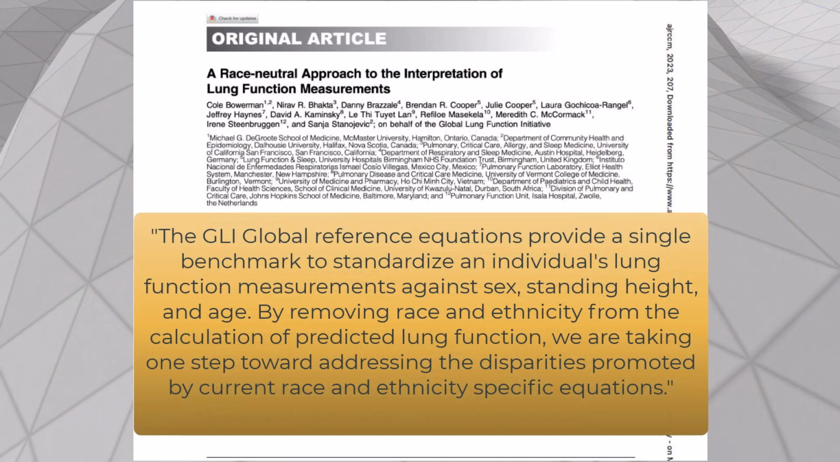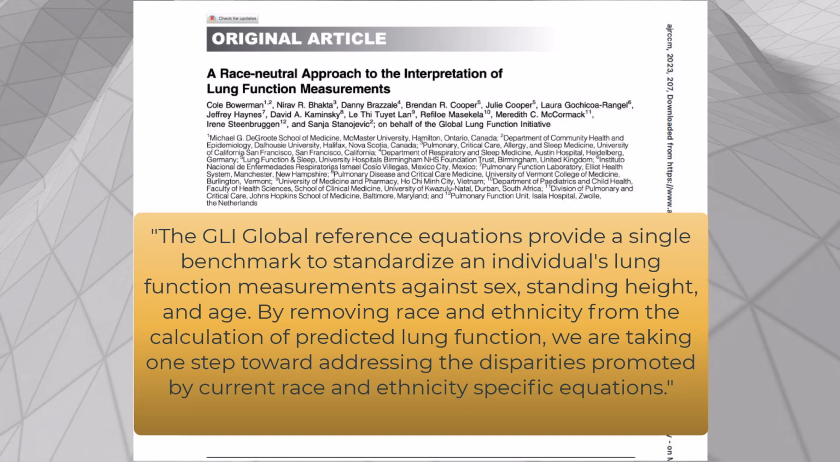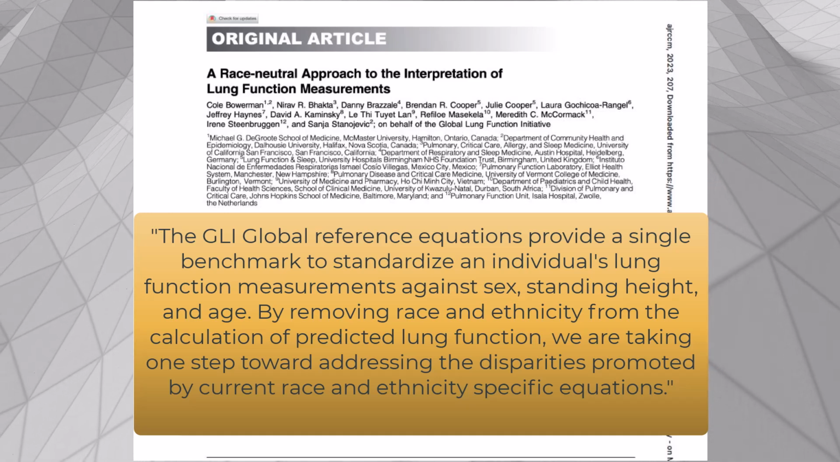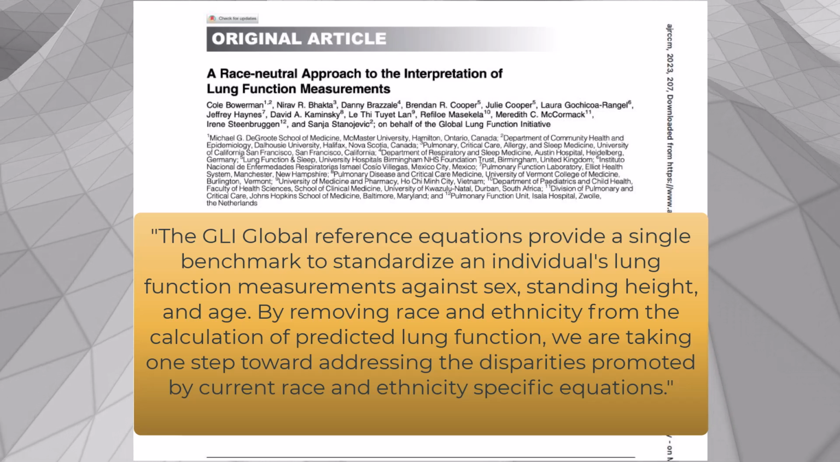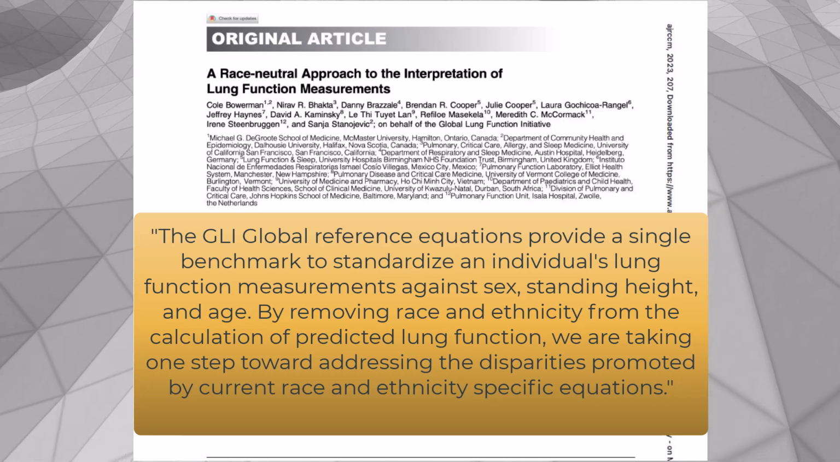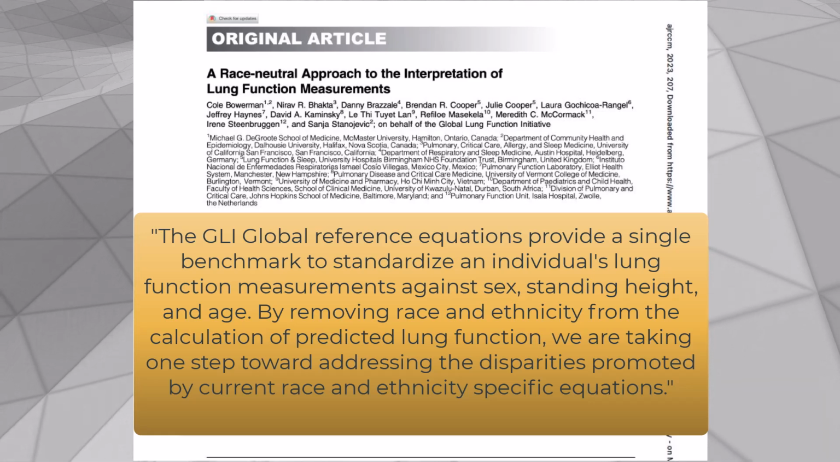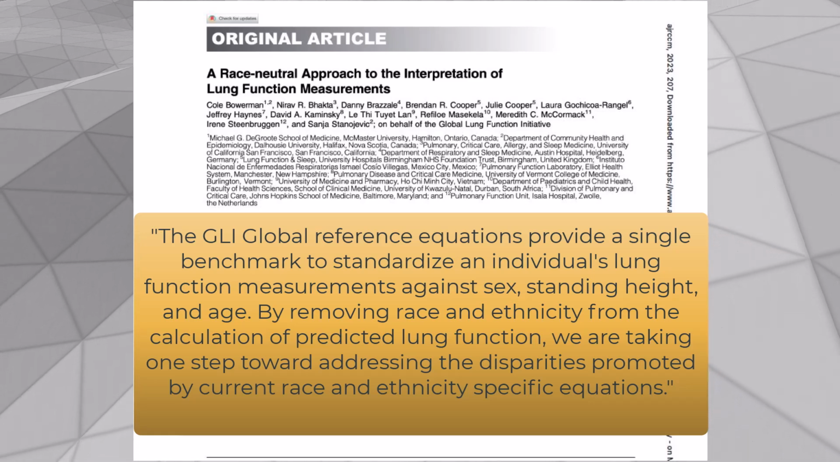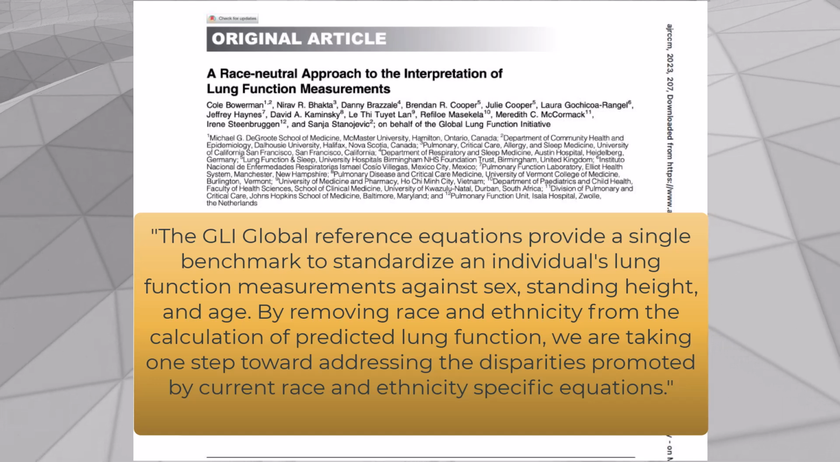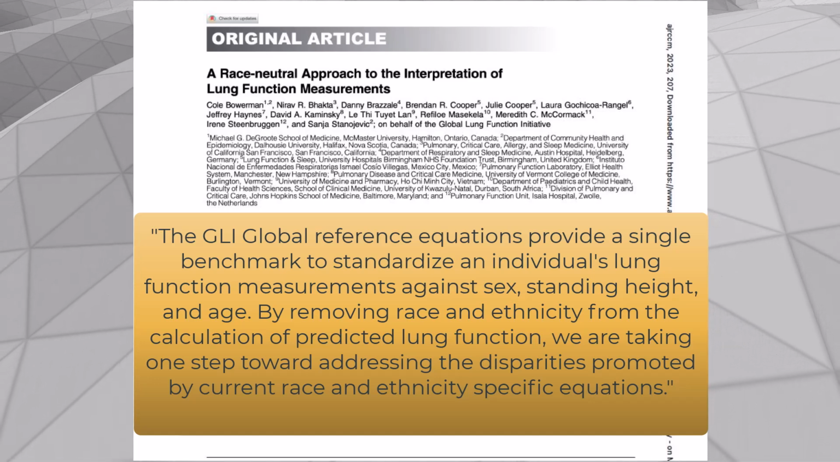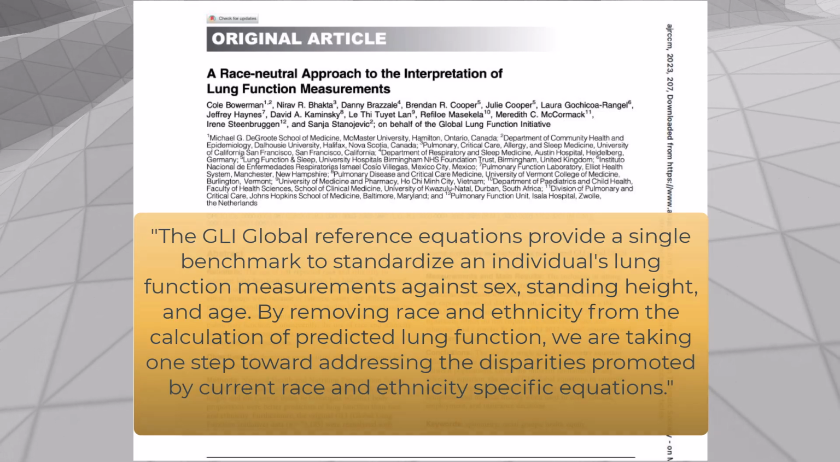In the discussion section of the 2022 GLI document, they state, "The GLI global reference equations provide a single benchmark to standardize an individual's lung function measurements against sex, standing height, and age. By removing race and ethnicity from the calculation of predicted lung function, we are taking one step toward addressing the disparities promoted by current race and ethnicity-specific equations."